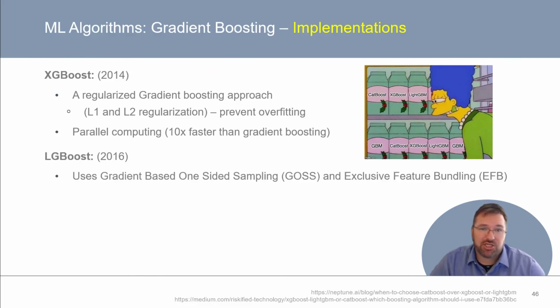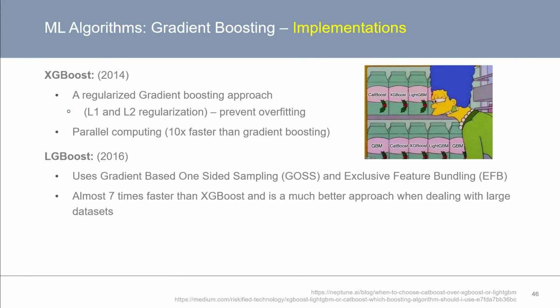The next implementation of note is LGBoost, introduced in 2016. This variant uses gradient-based one-sided sampling, or GOSS, as well as exclusive feature bundling, or EFB. This implementation has been identified to run 7 times faster than XGBoost, and is considered to be a much better approach when dealing with very large datasets.